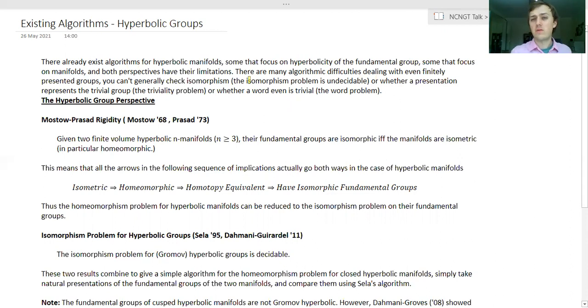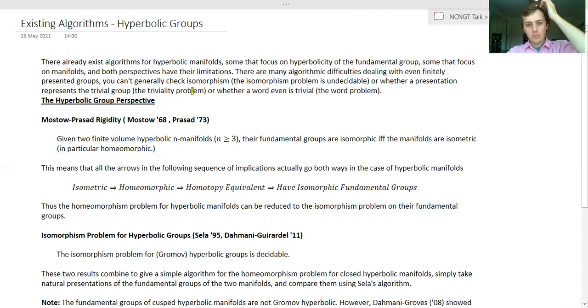And for large swaths of finitely presented groups, you can't check whether a word in those groups is trivial, never mind the whole thing. So there's lots of algorithmic problems with finitely presented groups, all of which are solved by considering only Gromov hyperbolic groups. But I just wanted to note this, that just outside these bounds are algorithmic problems lurking, and we're going to see later that those can crop up even when we're dealing with nicer cases.